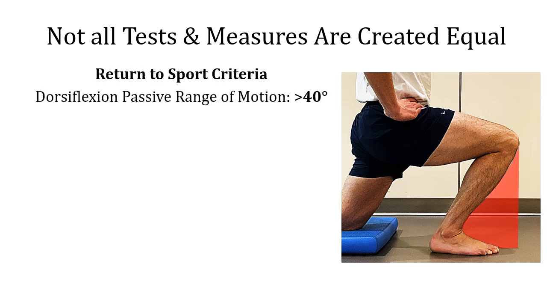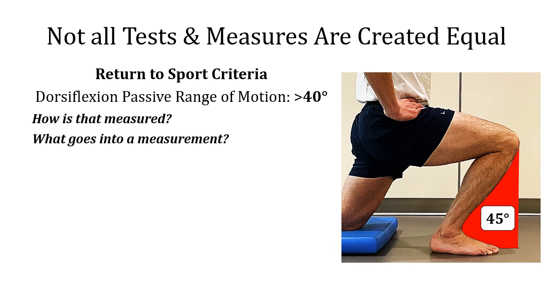Let's use this as a prime example. Return to sport criteria for range of motion, dorsiflexion passive range of motion greater than 40 degrees. Great. On face value, this is simple, straightforward. We know how to assess it and what the cutoff is. But more importantly, how is that measured is another question in and of itself, and what goes into a particular measurement.